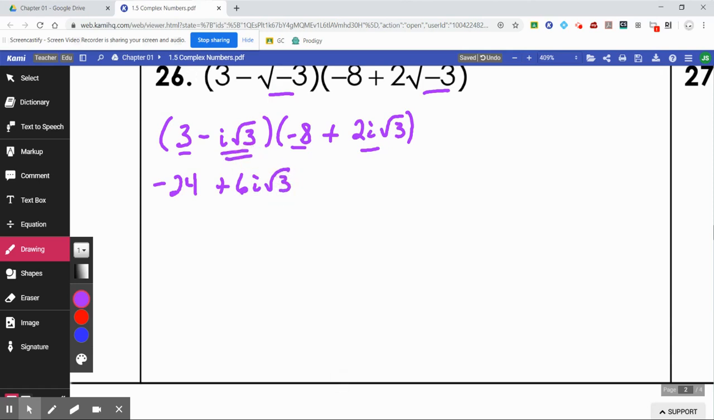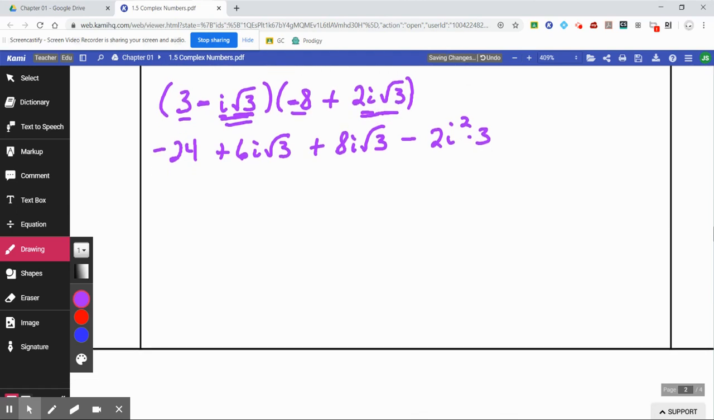Now i root 3 times both. Negative times a negative would be a positive 8i root 3. Nothing combined there. A negative times a positive would be a negative. i times 2i would be 2i squared. The square root of 3 times the square root of 3 is 3. A square root times itself will always be just that number. So negative 24. These actually combine, so it'd be plus 14i root 3. We can clean this up some.